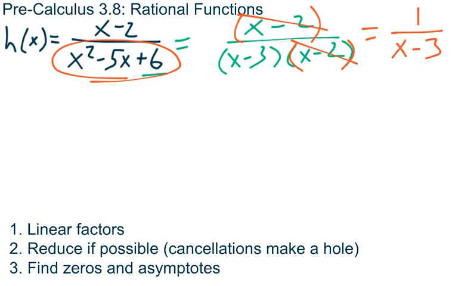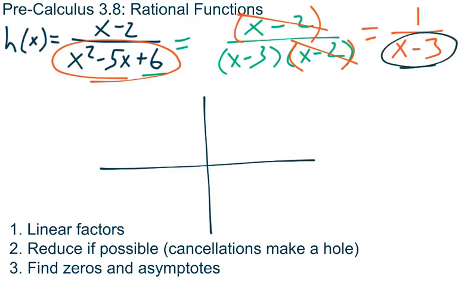Now, hopefully you remember how to graph this. It's a fairly simple graph. X minus 3, we're now on the 3rd step. We're finding the zeros and the asymptotes. There are no zeros because the numerator has no zeros, but the denominator has a 0, and that will become our asymptote. And that, of course, is x equals 3 is a vertical asymptote.